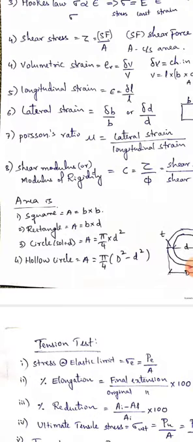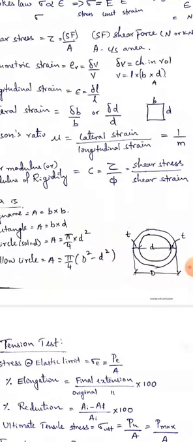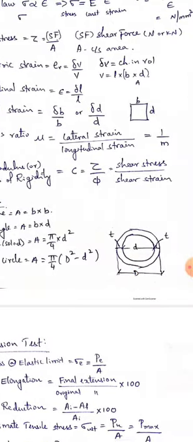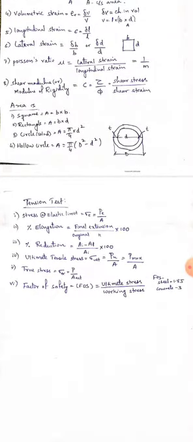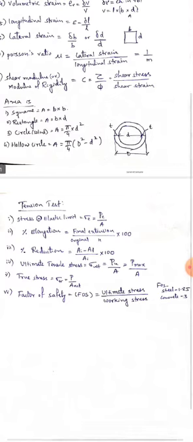If it is a hollow circle, A equals pi by 4 into D square minus small d square. Capital D is the outer dia, small d is the inner dia. That should be calculated by outer dia minus 2 times its thickness. Okay. And due to the tension test, you have to remember these formulas, that is elastic limit.